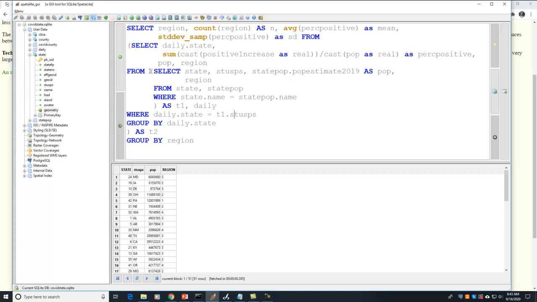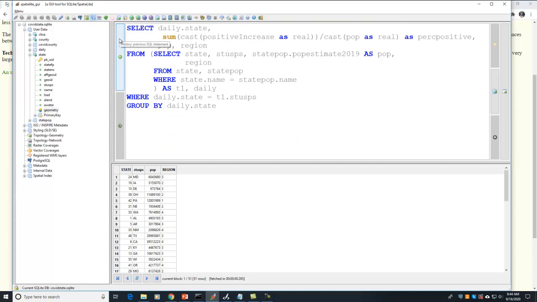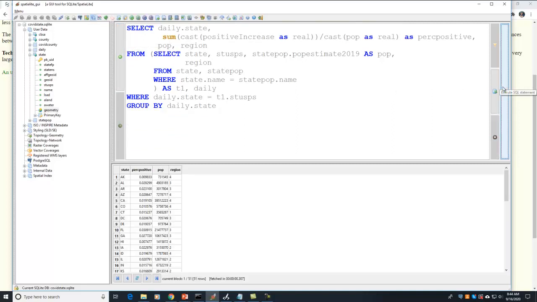So inside of this, I'm going to now run this query where I'm selecting the state and the sum of the increase in positive divided by the population, and that gives me the percent positive. And again, in this case, we're going to also grab the population and the region from the two tables where those states are similar. In fact, let's run what this next part of the query is doing. There we go. So now I have the population and the percent positive for each individual state.